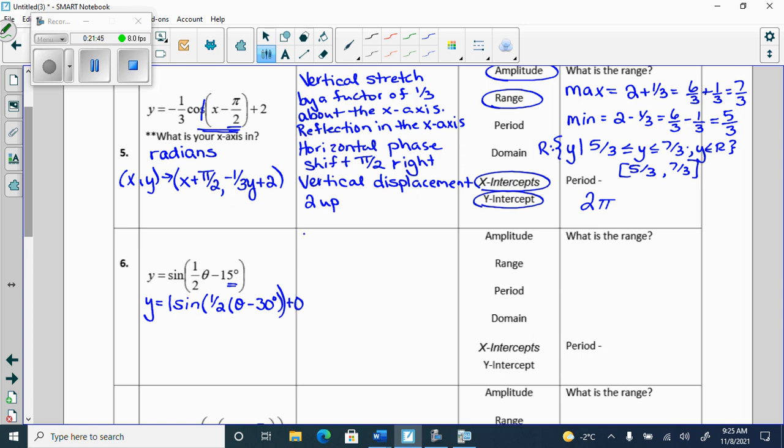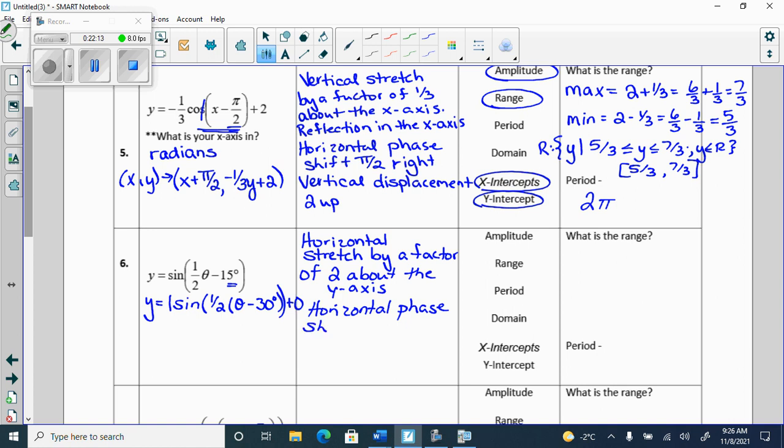So the only thing we have here is a horizontal stretch by a factor of 2 about the y-axis, and a horizontal phase shift, 30 degrees right.